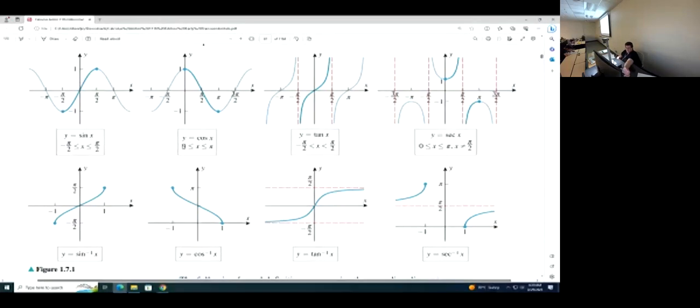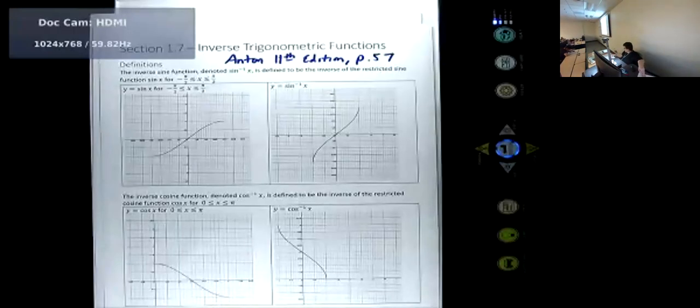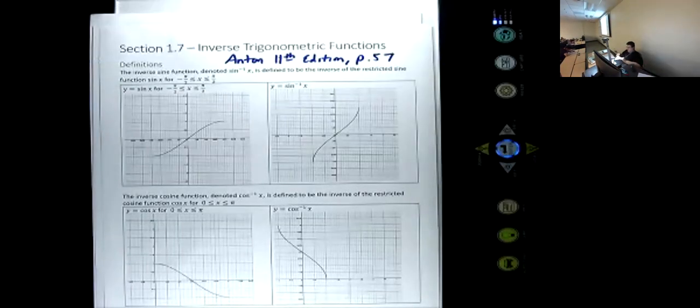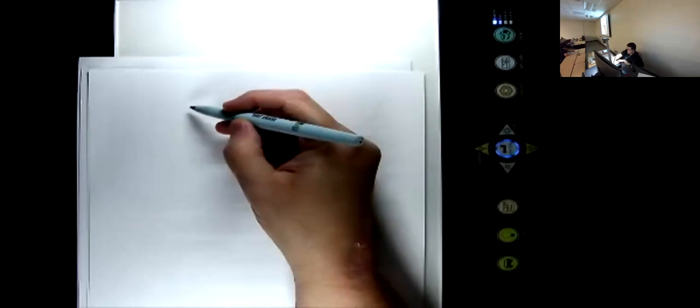All right, let's get over to this. Quick reminder, you're gonna want to know the trig values. This pops up a lot. You do not want to be grabbing a calculator.